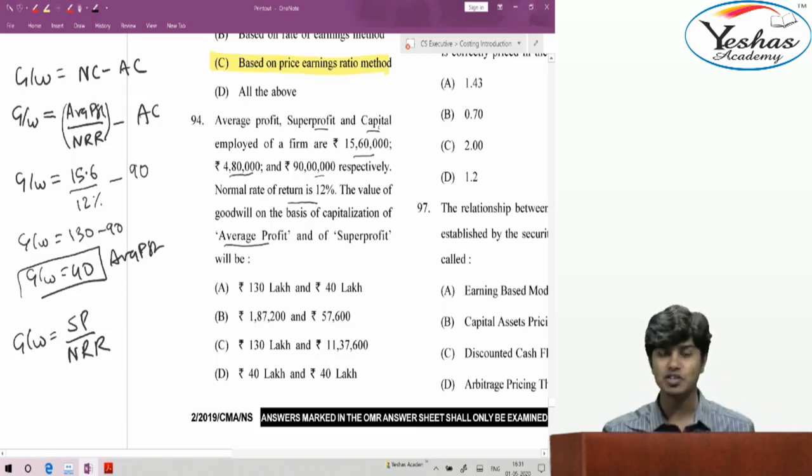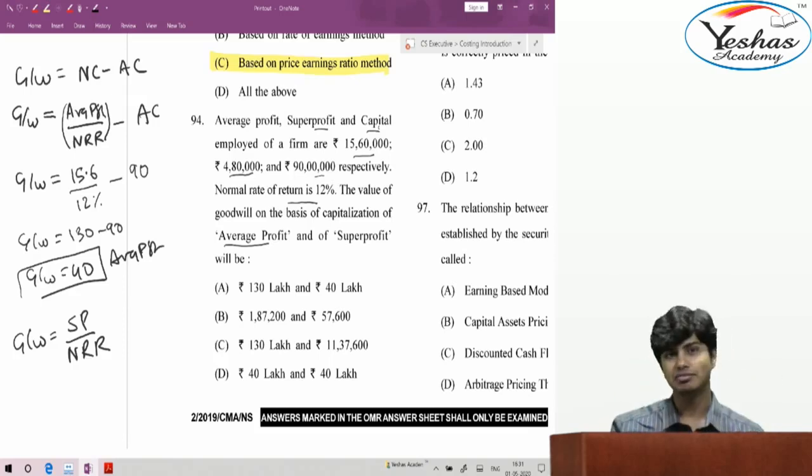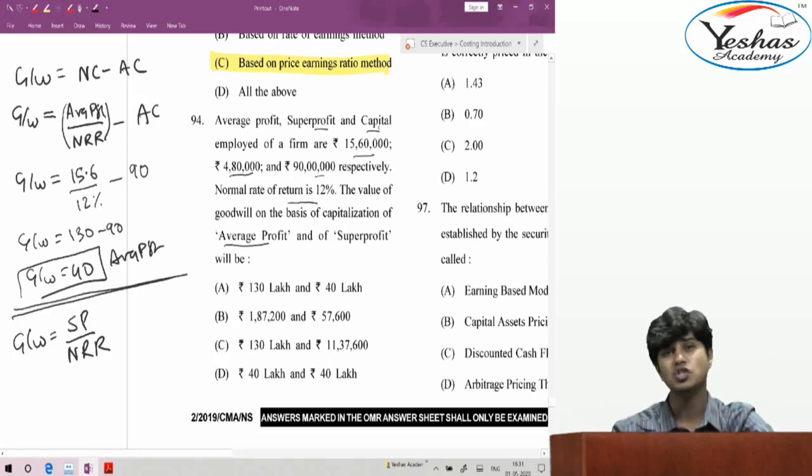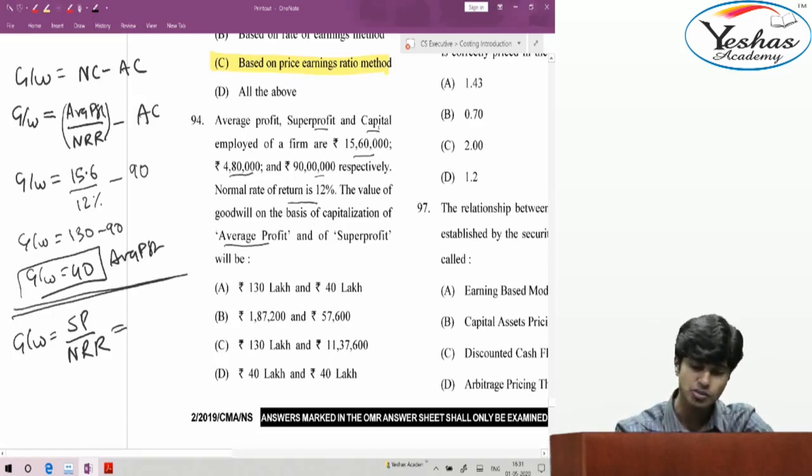Super profit itself is found as actual profit minus normal profit. So there is already a difference taken. Normal profit is profit on the normal capital. So the difference is already taken. That is the reason we don't multiply actual capital here. Whereas in the case of goodwill under average profit method, we have to do it because the difference is not taken. You get that? So how much is our super profit?